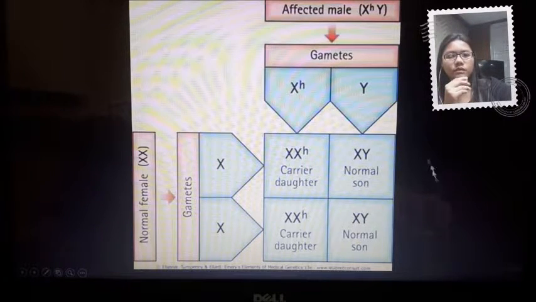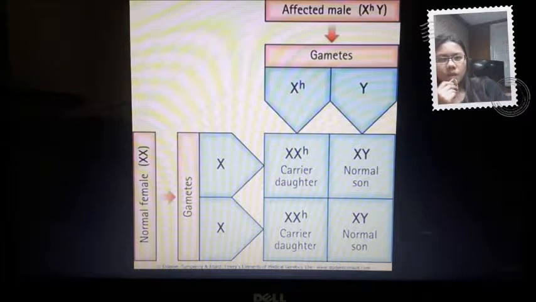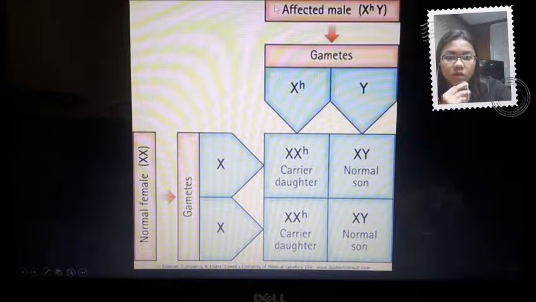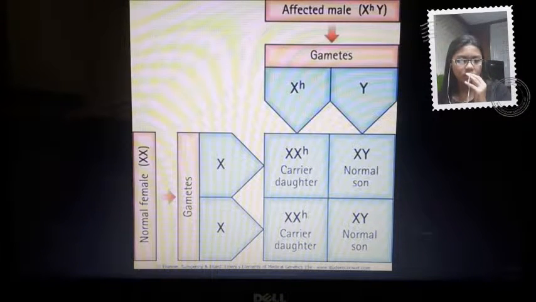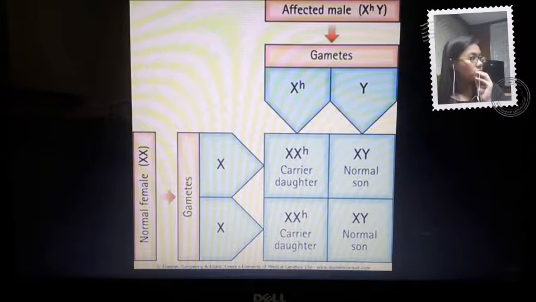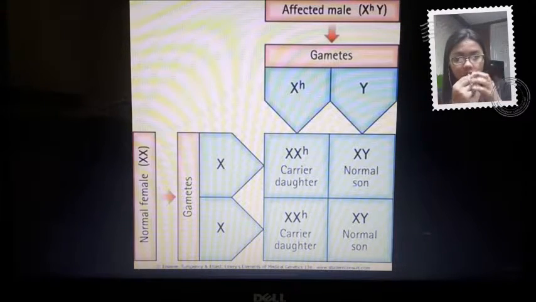So the male here. As you can see, an affected male was able to reproduce with a normal female. The daughters here are the carriers of this disease, and there are only normal sons. But when the carrier daughters have their own children, the males are generally affected by the trait.